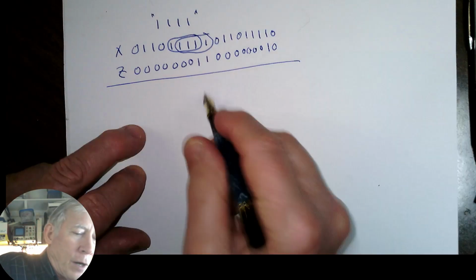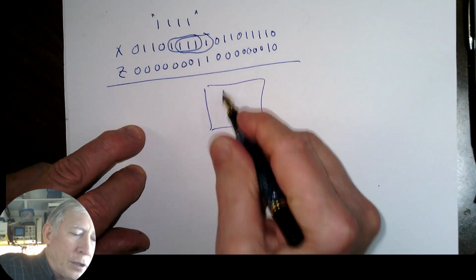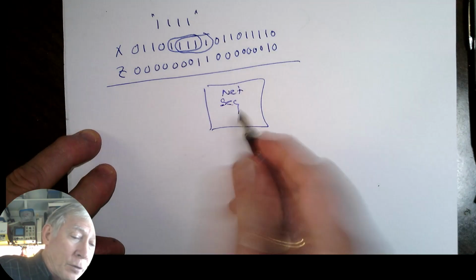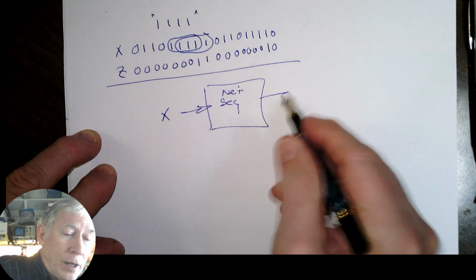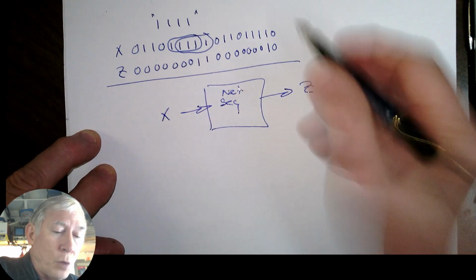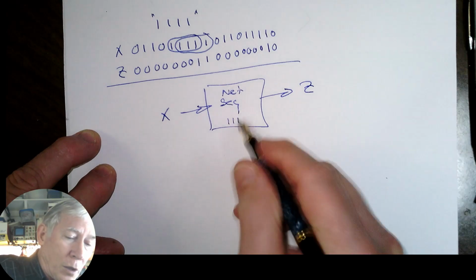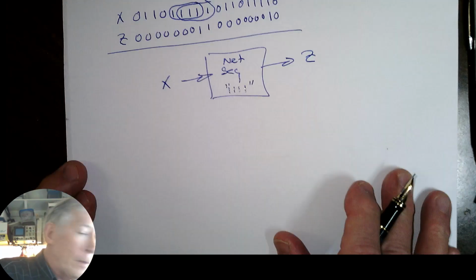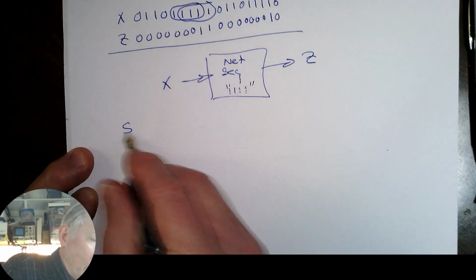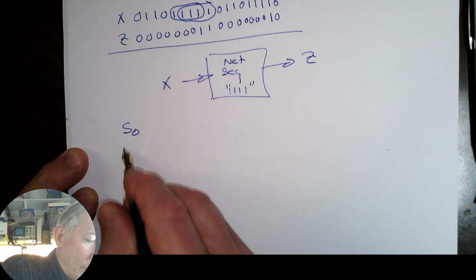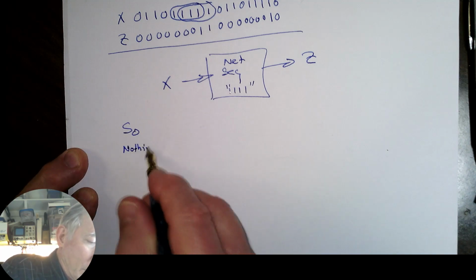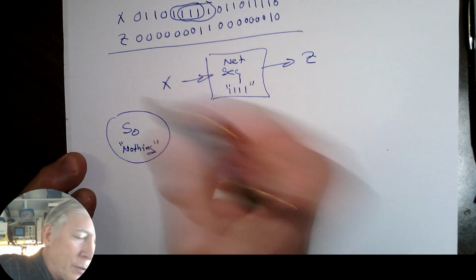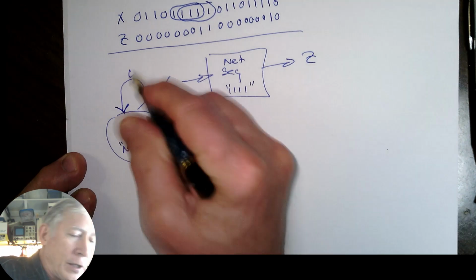So we're going to have our block diagram. We're going to have our network here, and this is going to be a sequential network. We have an input X and an output Z, where Z equals 1 when we get a target of 1, 1, 1, 1. So let's think our way through this. We start in S0 with nothing detected. We get one input. If we get a 0, we still have nothing detected. We'll stay here.